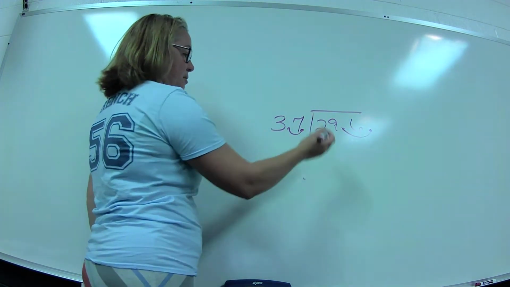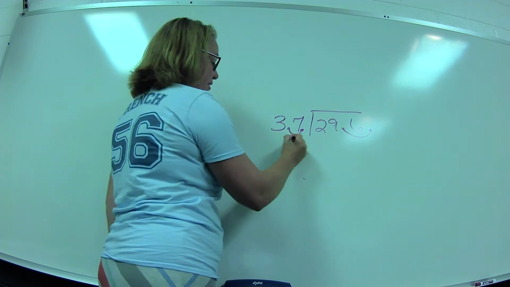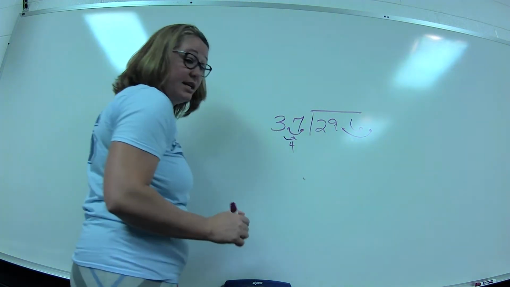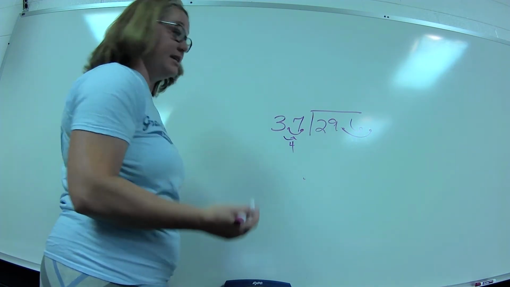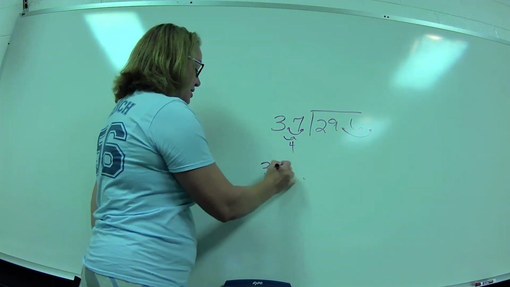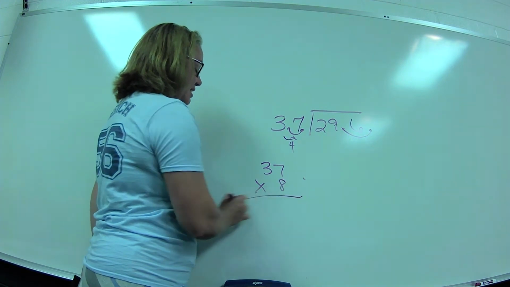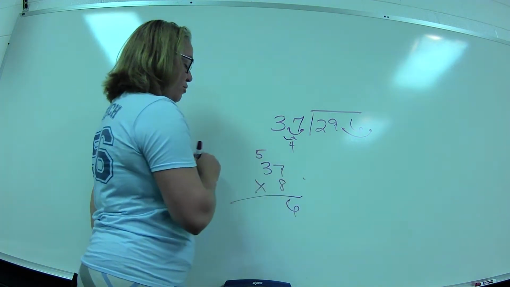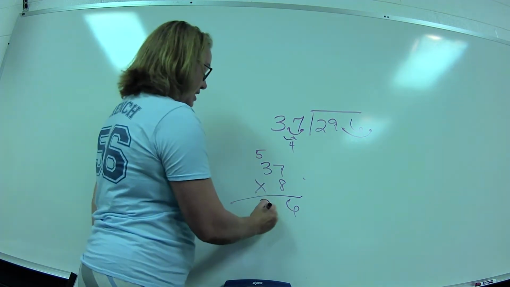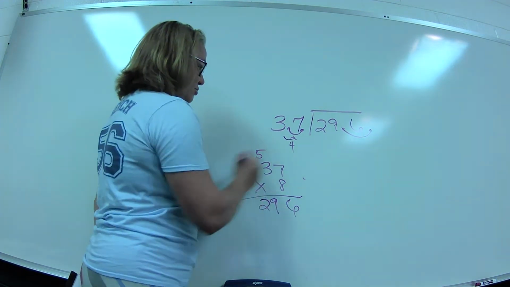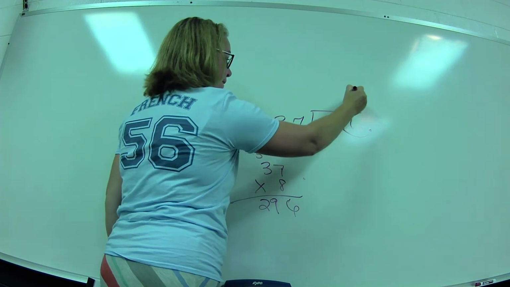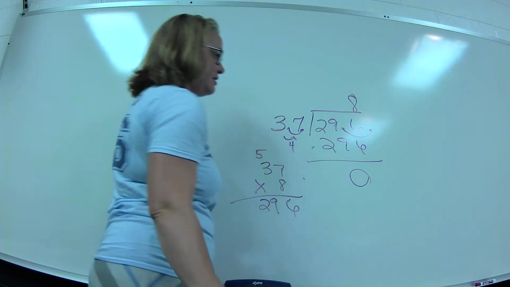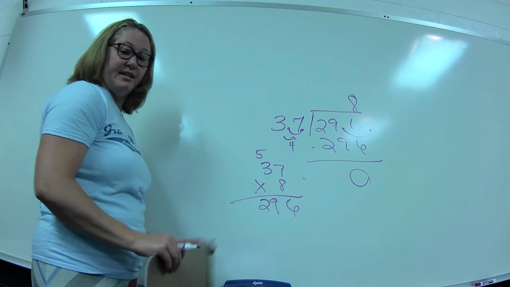So we have 3, look over here, estimate that as 4. 4 can go into 29, let's say 8 times, so 37 times 8. 8 times 7 is 56. 24 plus 5 gives you 29. You subtract and you get 0. Your final answer is 8.